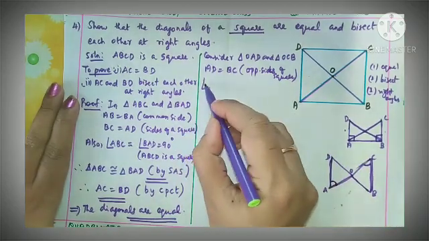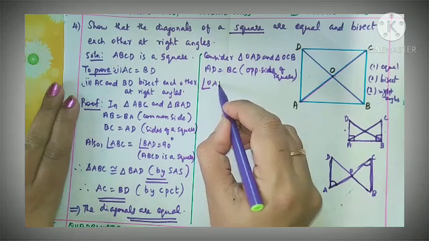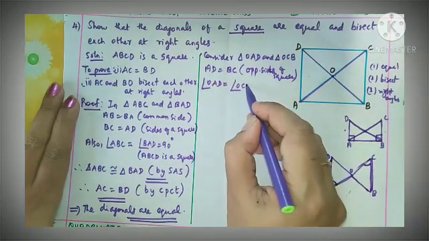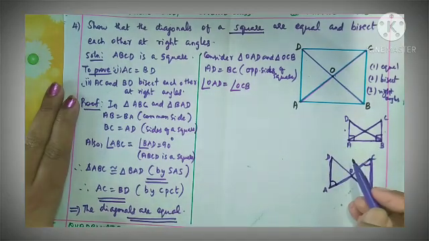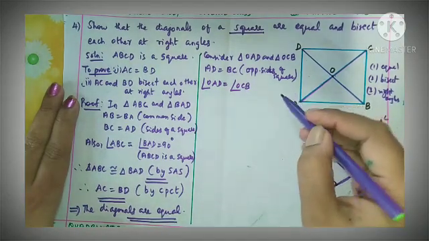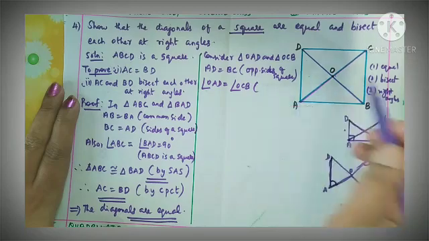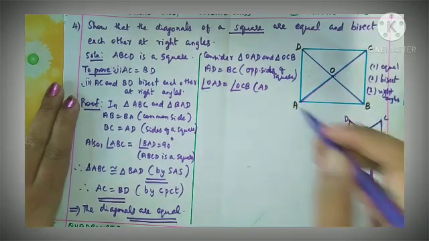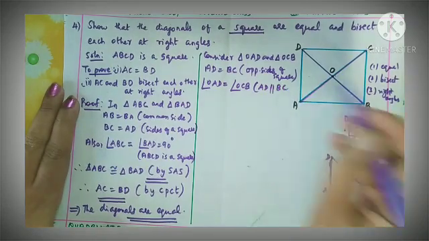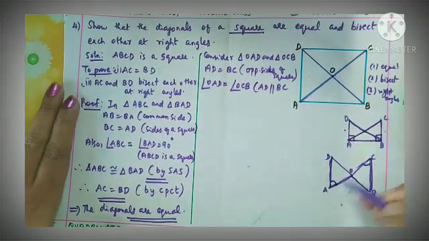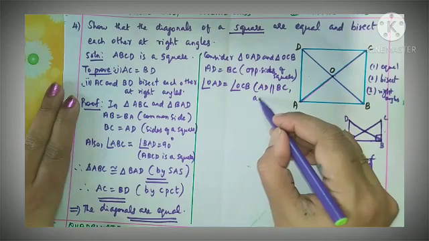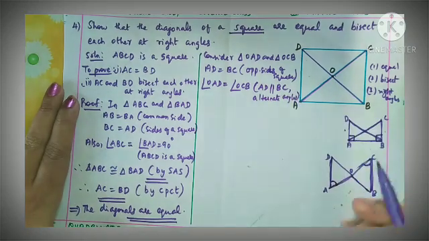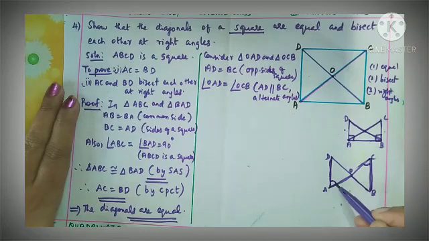Angle OAD equal to angle OCB. Okay. Why? Because what you can write? AD parallel to BC. Because a square is a parallelogram, and alternate angles are equal. So we got one angle equal.